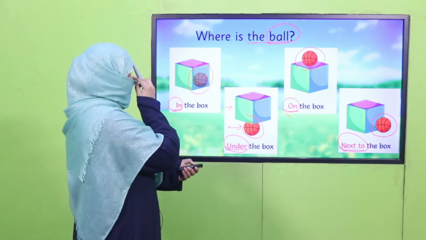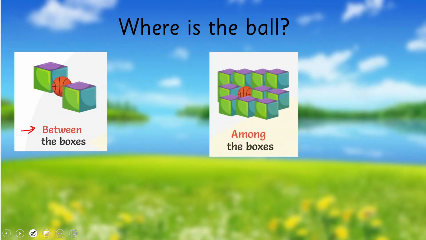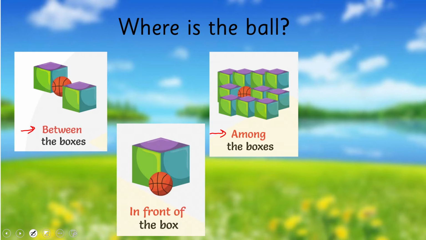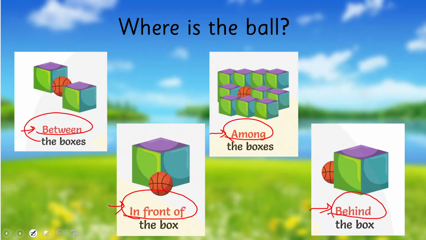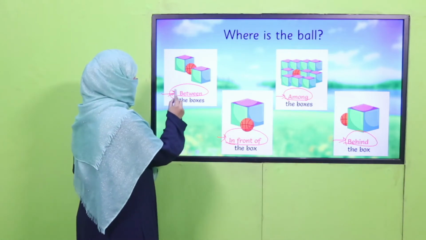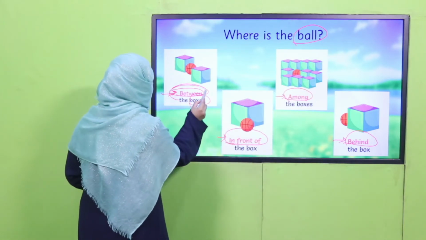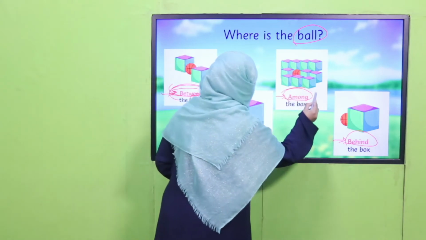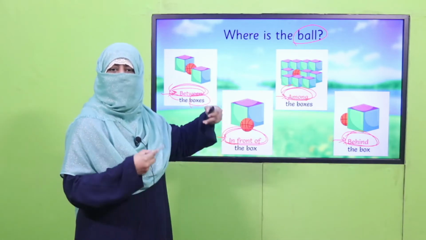Okay, there can be other combinations. Where is the ball? The ball is between the boxes. The ball is among the boxes. The ball is in front of the box and the ball is behind the box. Once again, these words are telling us the position of the ball. That's why these words are prepositions. Are you getting it? These words are prepositions because the ball and box are fixed. Only this word is telling us the change in position. That's why every time the change in this word means the position of this object has changed.